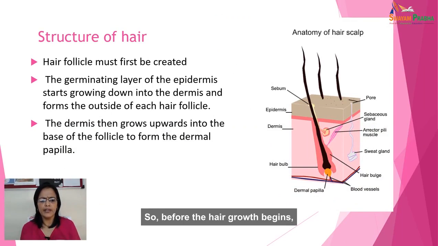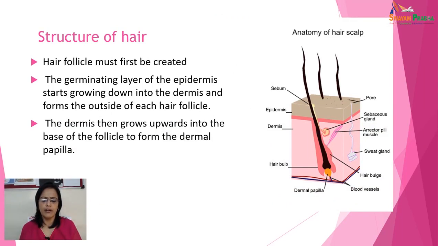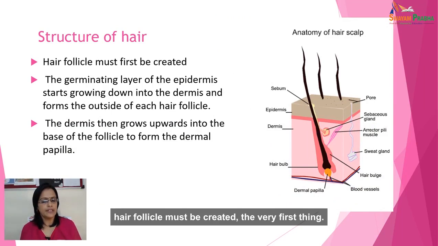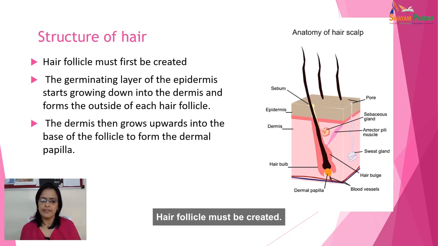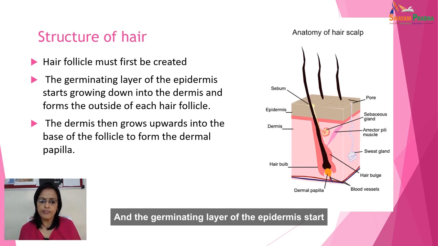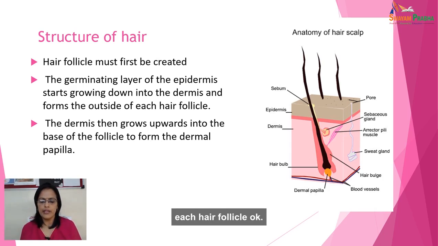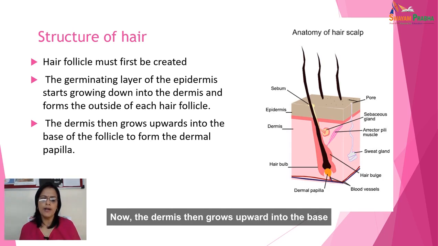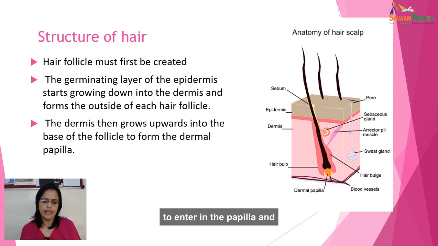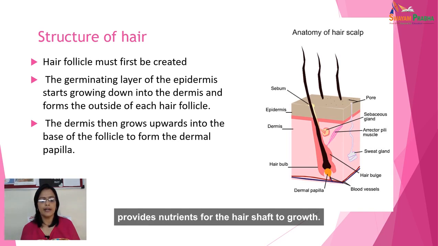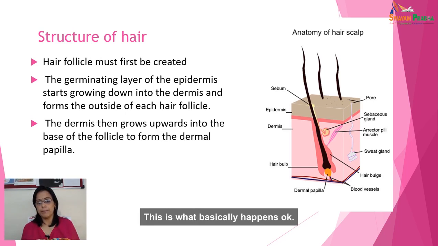Before hair growth begins, a hair follicle must be created. The very first thing is that the hair follicle must be created, and the germinating layer of the epidermis starts growing down into the dermis to form the outside of each hair follicle. Now the dermis then grows upward into the base of the follicle to form the dermal papilla, and this allows the capillaries, or blood vessels, to enter the papilla and provide nutrients for the hair shaft to grow. This is what basically happens.